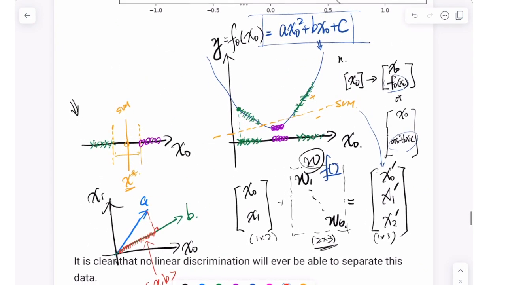So before we continue to figure out what is the f function, there are some properties I would like to explain. x0 and x1 are your original space, and x0', x1', and x2' are the new dimensions. So when you do such a transformation, are there any properties that we should keep?